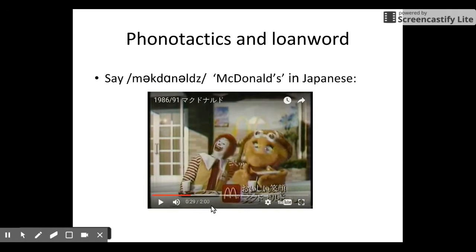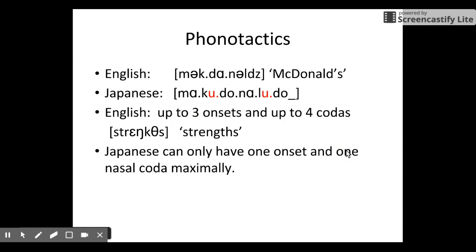In Japanese, you say Makudonarudo, right? So we can tell something about the phonetics of Japanese. So in English, we have McDonald's, but in Japanese, we have Makudonarudo. So in English, we can have 3 onsets and we can have 4 codas. So this is perfectly fine. However, Japanese can only have 1 onset and 1 nasal coda maximally.